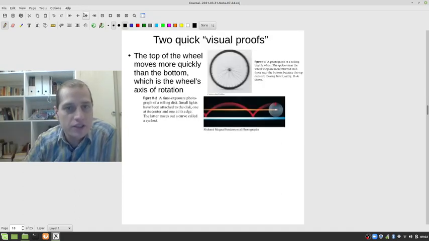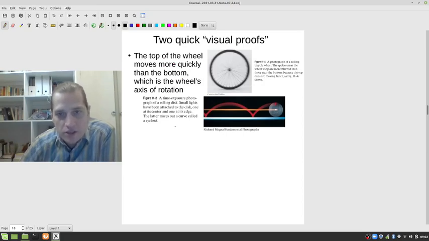Well, let's take a look at this. Here are two sort of visual proofs. Here's a photo of a rolling bike wheel, and you can notice that if you have an exposure that's a little bit too long, you get a very blurry top of the bike wheel and quite a sharp bottom. Why is that? Well, it's because the top is in fact moving faster than the bottom.